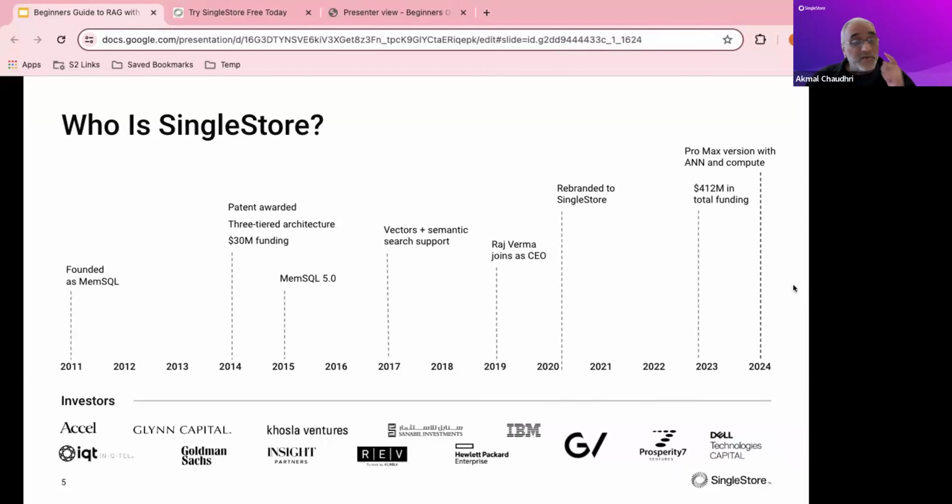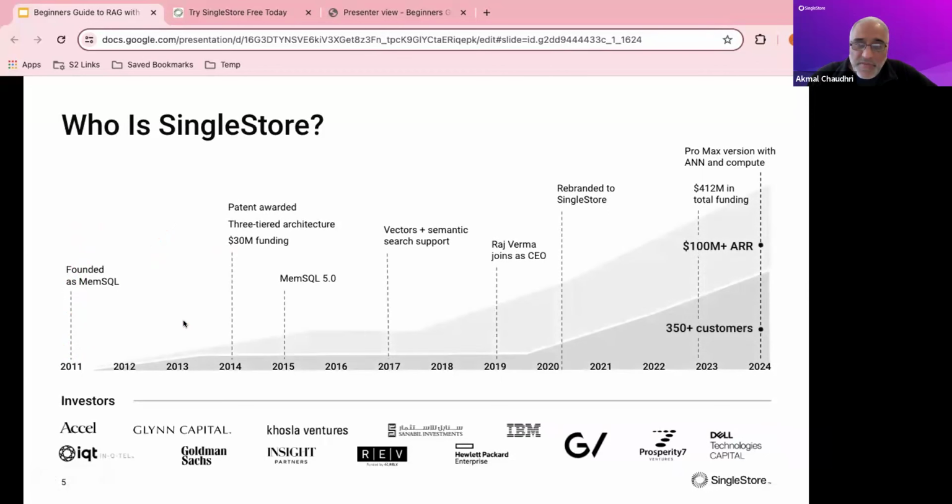So who is SingleStore? We often get asked the question. Founded way back in 2011, previously known as MemSQL. So you may have come across the company name, and the product used to be called that. It's been quite a journey, as you can see. We're at 2024 now, and the revenue has reached over $100 million US ARR, annual recurring revenue.